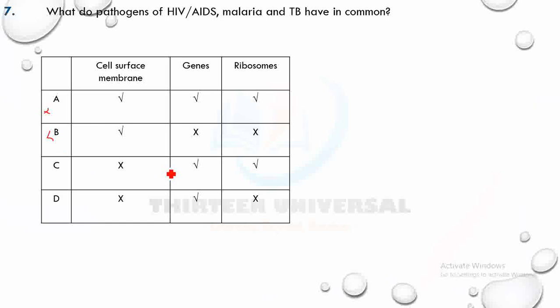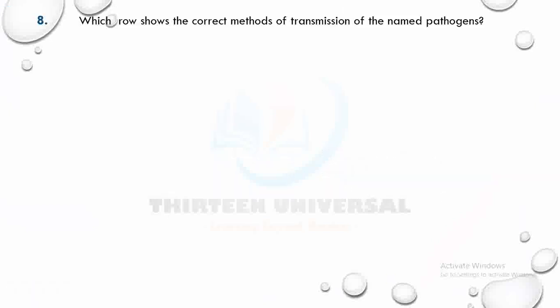Now, all of them have genes. Viruses don't have ribosomes. They don't make their own proteins. They hijack the whole cell's ribosomes. So D is the accurate answer there. All right, so let's go.